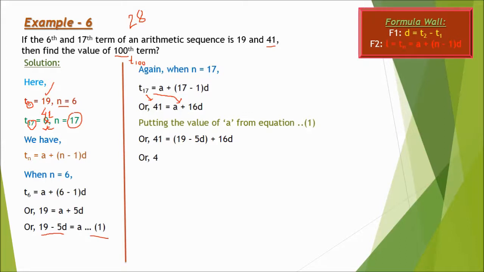Or 41 is equal to 19 minus 5d plus 16d. We can subtract there. 41 minus 19 is equal to 11d, that is 22 is equal to 11d. We can cancel it. 11 1 is 11, 11 2 is 22. So our value of d will be 2. Now putting the value of d right here in equation 1, what we can get is the value of a.